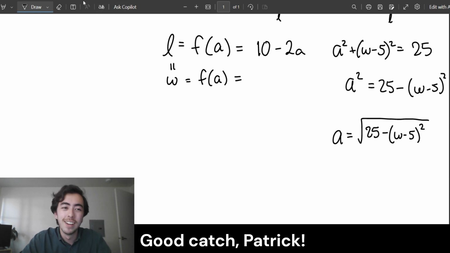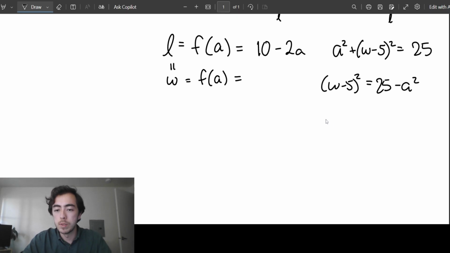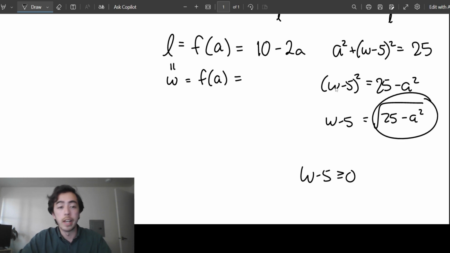Duh. I wanted to solve for W. It's W equals. Oh my goodness. So let me try that again. Let's isolate the W. And how should we do this? Let's subtract the A squared from both sides. Let's hit both sides with a square root. That means now that W minus 5 is greater than or equal to 0, right? Because same thing, square roots can't return negative values.